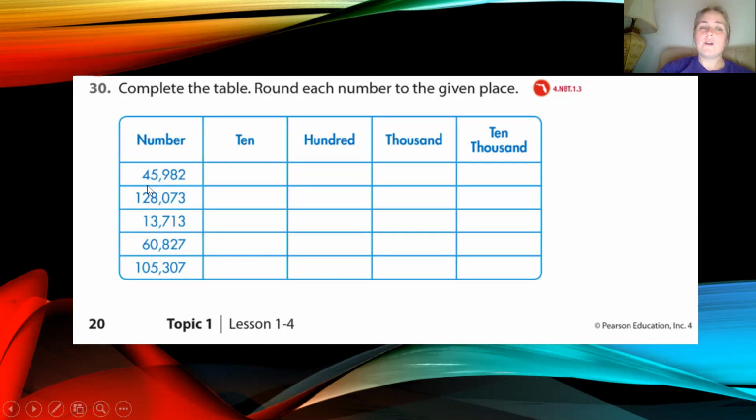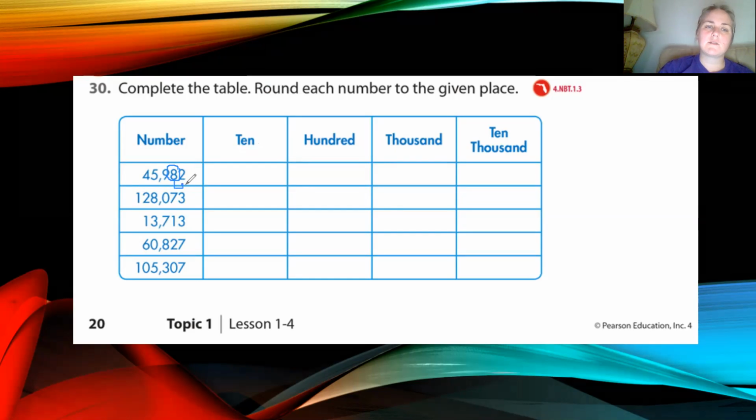So the first number, 45,982. I want to round that to the tens, to the hundreds, to the thousands, to the 10,000s. So I'm going to get my pen. If I'm rounding to the nearest 10, I'm going to circle the number I'm going to change, possibly. So I'm going to look at my 10, I'm going to circle it. I'm going to look next door. My number next door is 4 or less. So that means the 8 is going to stay the same.